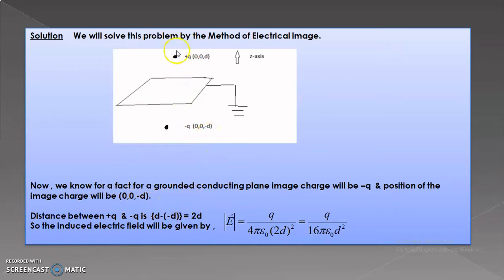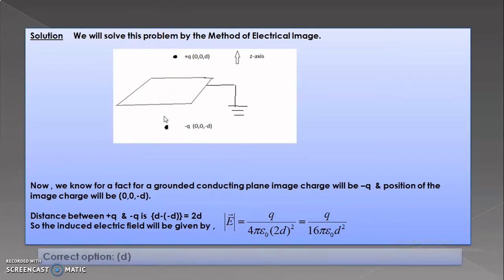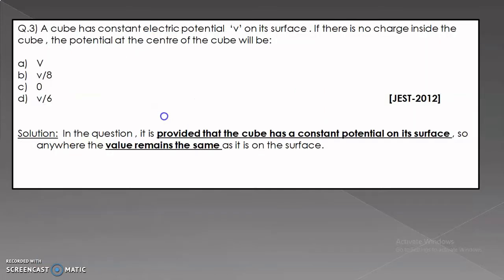So what is the distance between these two charges? From this charge to the plane is d, and from the plane to the image charge is d, so d plus d equals 2d. The induced electric field will be given by 1/4 pi epsilon naught q by r square, and here r is 2d, the distance between the two charges. So our correct option is D.